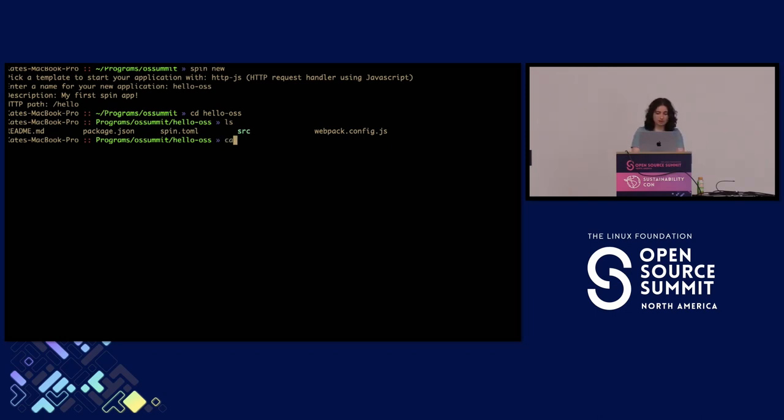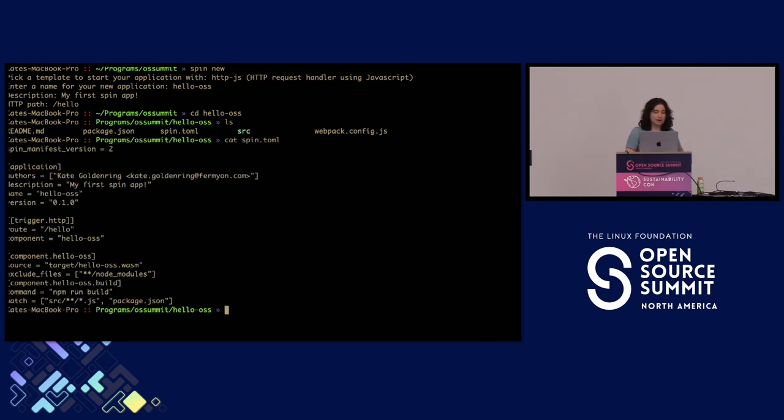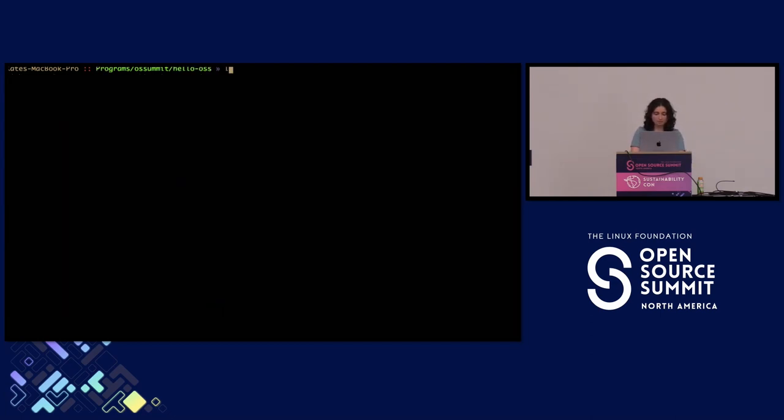So just to look at it real quick, this is our application manifest. This describes our WebAssembly application here. And it has one component. You can expand this to n many components, but we're going to have one .wasm file as a part of a Spin application. And it is triggered by an HTTP request on the route hello. And so let's go ahead and look at our implementation that's been scaffolded for us.